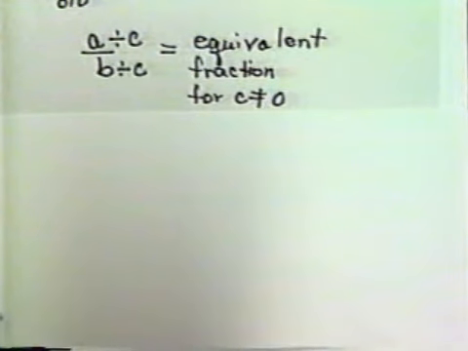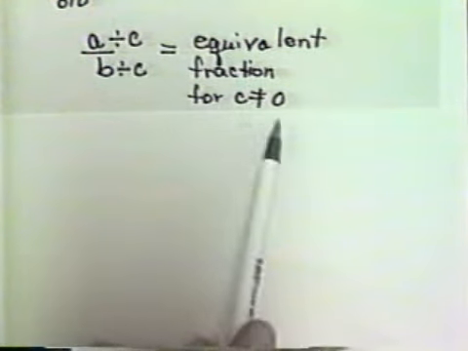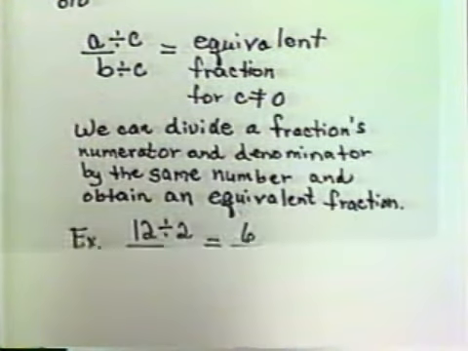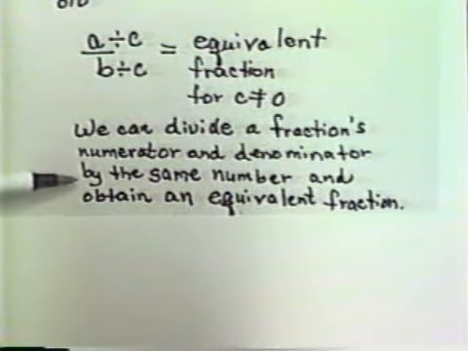When you multiply the numerator and denominator by the same number, you build up your fraction. But when you divide the numerator and the denominator by the same number, you come up with a new fraction that's equivalent to your original fraction, but in your new fraction, your numerator and denominator are smaller. Now when you divide, you have to make sure the thing you divide by is not 0. We can divide a fraction's numerator and denominator by the same non-zero number and obtain an equivalent fraction.